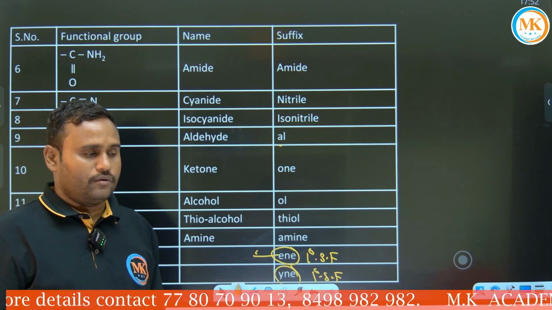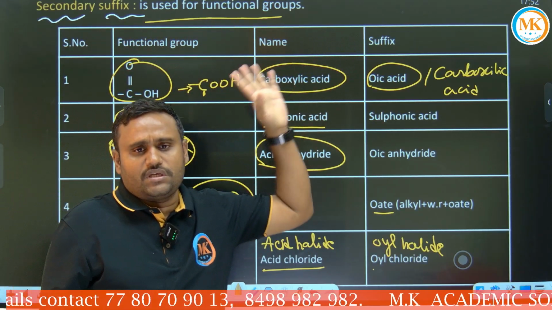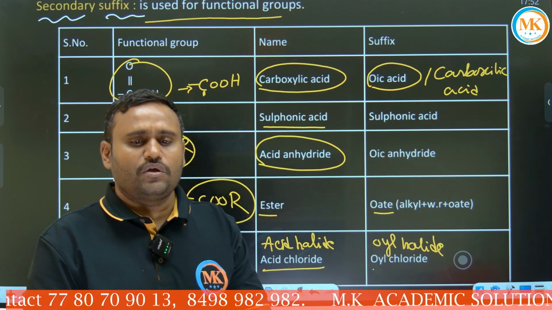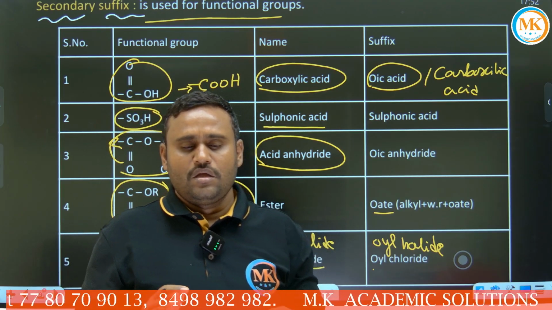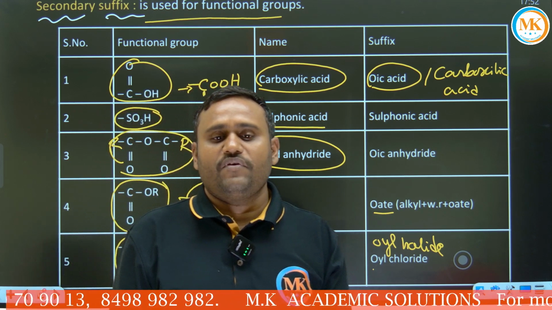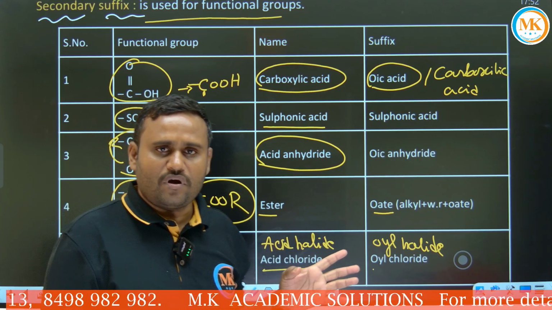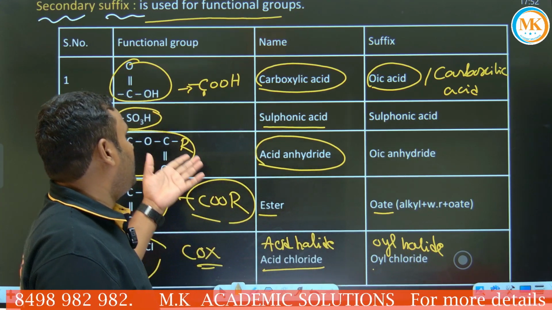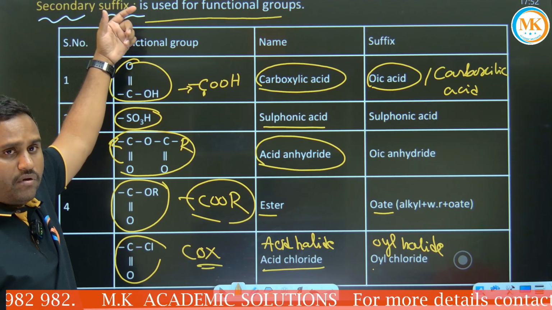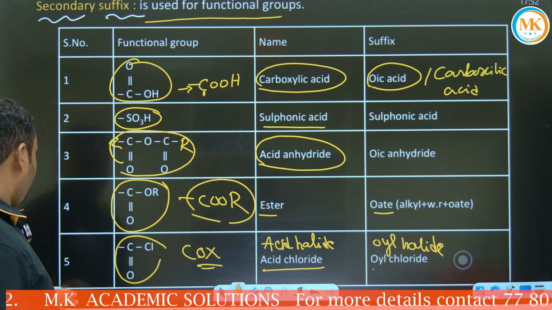Okay, this is the total information about the secondary suffix. Secondary suffix gives information about functional group. What is the meaning of a functional group? Functional group is nothing but the most active part, or the total chemical properties of an organic compound depend on an atom or group of atoms. Such types of groups are called functional groups. So which part will give information about functional group? Secondary suffix.